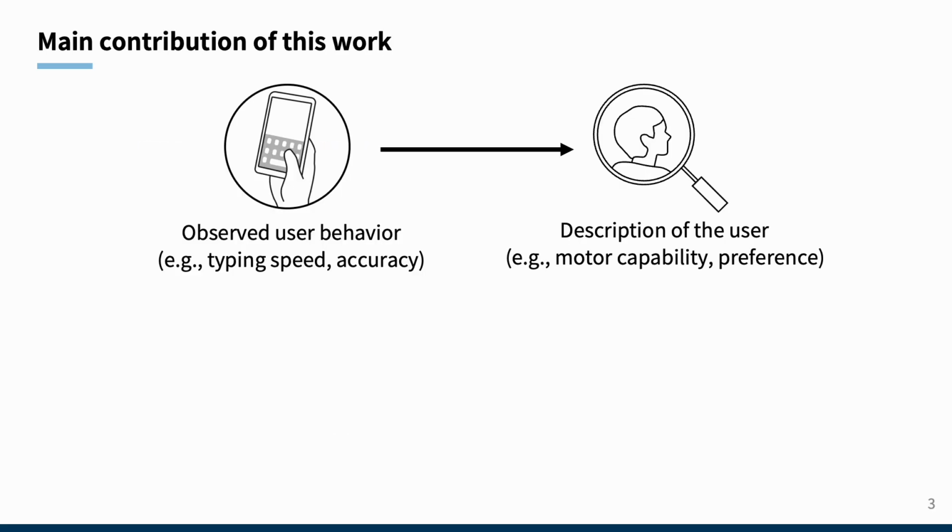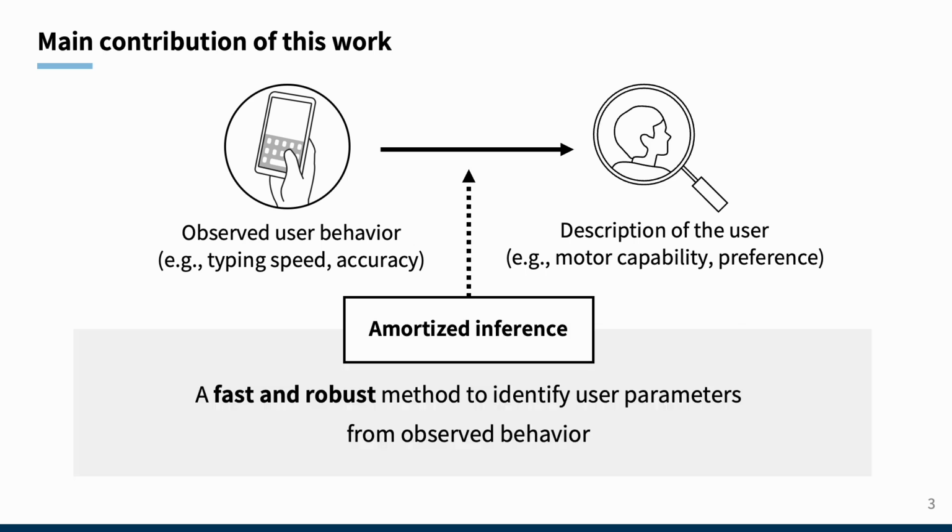This work explores how to identify these unobservable factors from observed behavior. We show that amortized inference can be a novel, efficient, and robust way for achieving this goal.